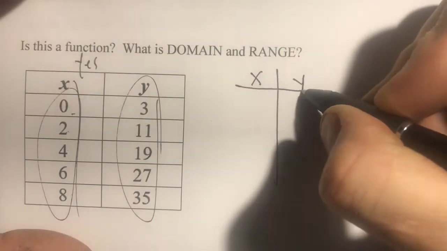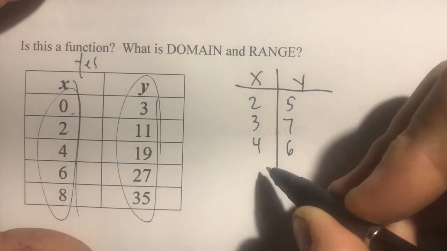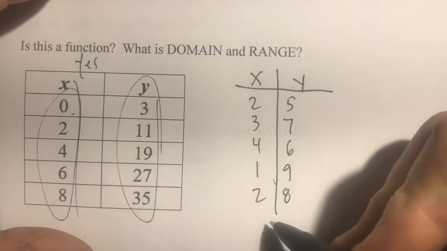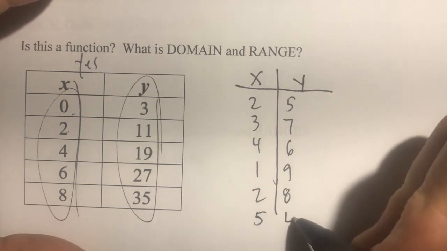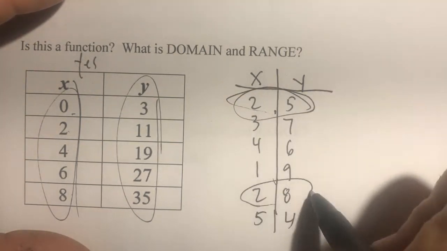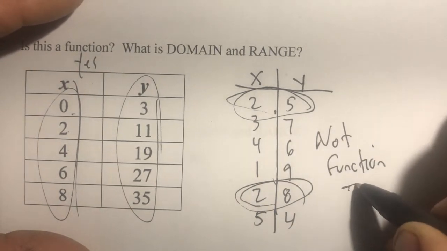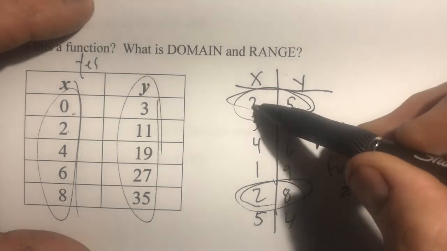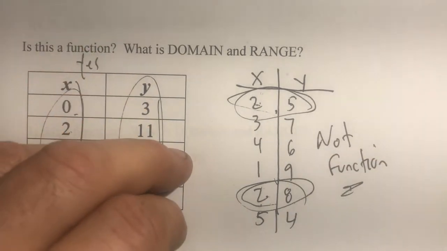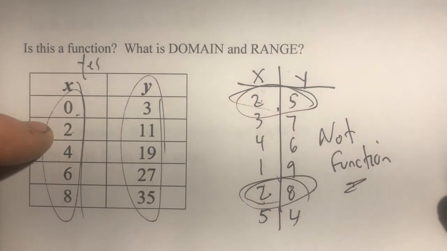If I have my x's and my y's like this, and say I have 2, 5, and I have 3, 7, 4, 6, 1, 9, 2, 8, 5, 4. This is not a function. Why? Because right here, I got 2 paired up with 5, and then here's 2 paired up with 8. This is not a function. So that's what you're looking for to know if it's not a function. When you have 2 of the same x value with 2 different y values, that's not a function. We didn't have it over here like that, so this was a function.